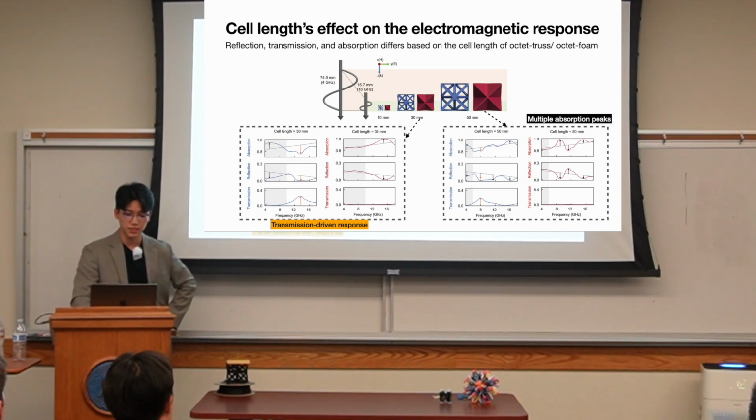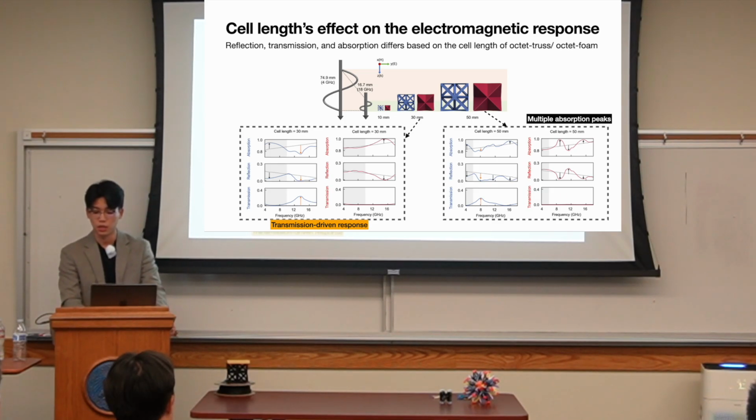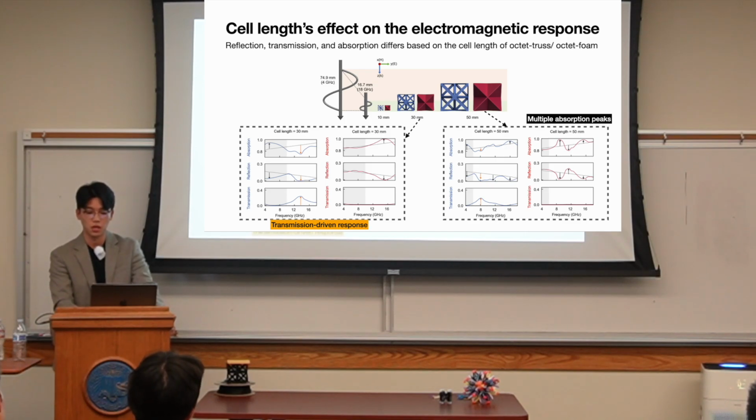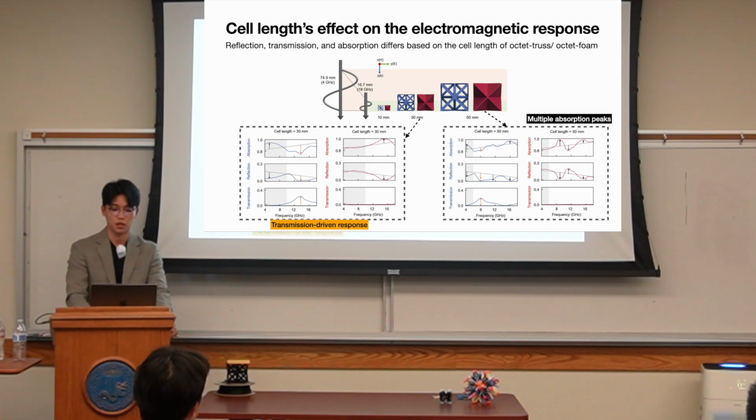So that's why we see this transmission-driven response in certain frequency, whereas for the octet foam example, we see an increased reflection in certain spots, right, like right here. And also there's not much transmission in between the structure. And also we can see a certain frequency has a major peak absorption that needs to be analyzed.